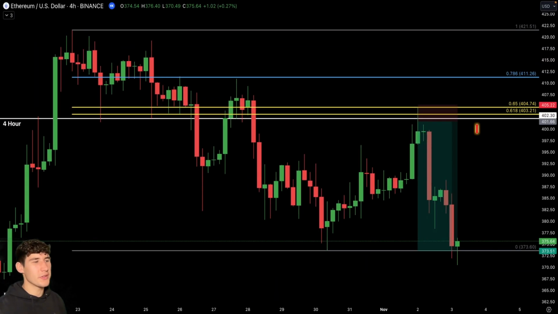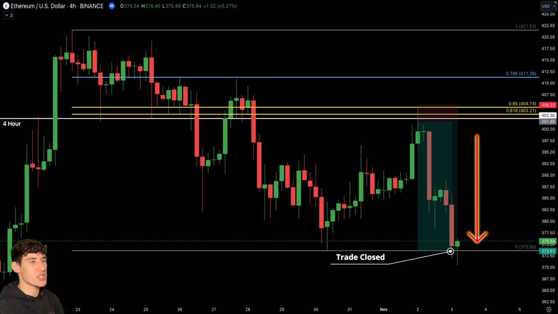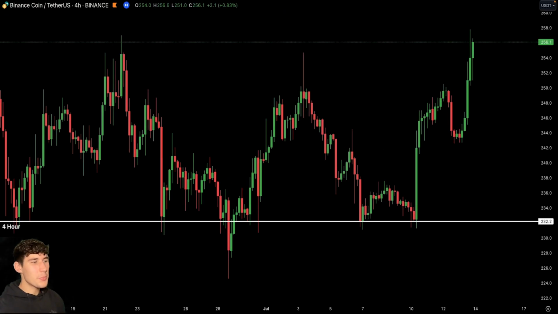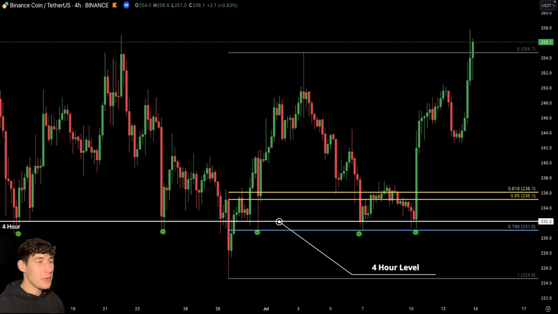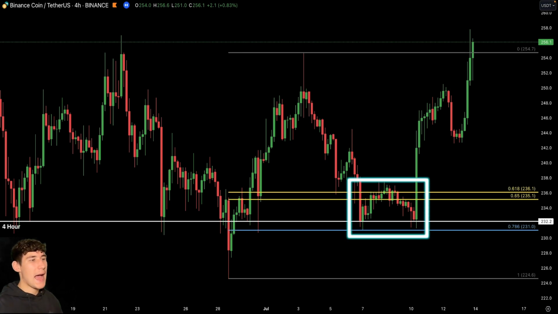The market responded with a downwards movement, leading us to execute the trade closure at the support level, coinciding with the 0 point of our Fibonacci retracement. The same systematic approach is applied when considering a long position. In the presented chart, the 4-hour level has consistently acted as support. Accordingly, we mark this level on our chart. Employing the Fibonacci retracement tool, we identify confluence between the golden pocket and the 0.786 with the 4-hour level.